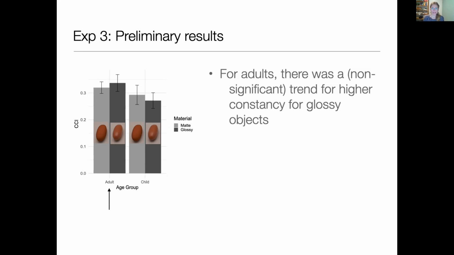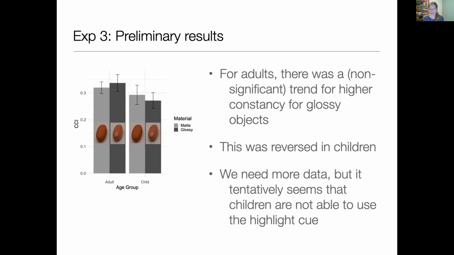And in this case, we found a non-significant trend for adults, where constancy was higher for glossy scenes. And for children, we found the opposite. And these results are not statistically significant, but we found this trend interesting, that it's possible that children are not able to use the specular highlight cue, although their constancy otherwise is as good or better than for adults.